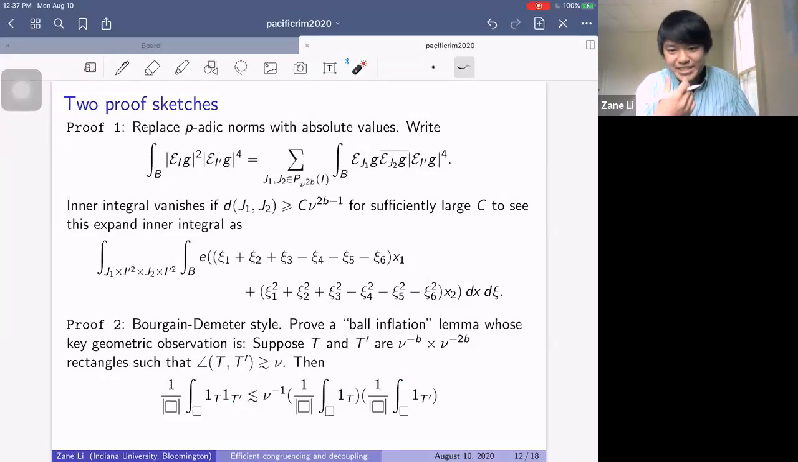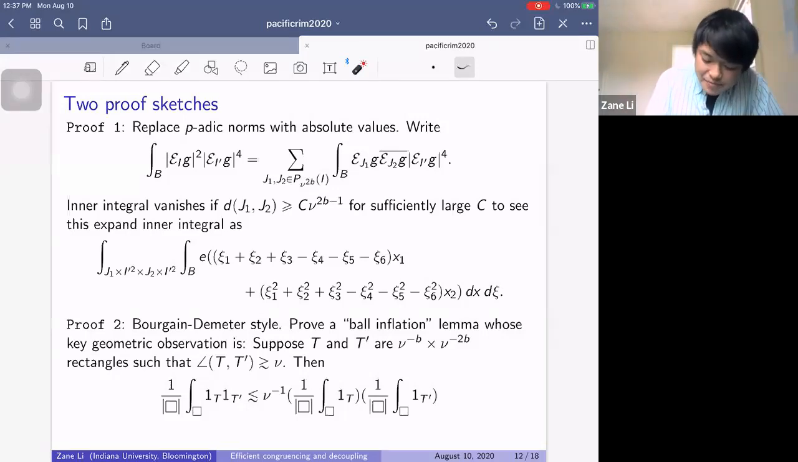Getting it set up is very slightly tedious. But once you see the key, the same numbers and the same scales show up. So you can replace the p-adic norms with absolute values. Essentially, you keep the 4 variables the same, and you want to break up I into intervals of size nu to the 2b.